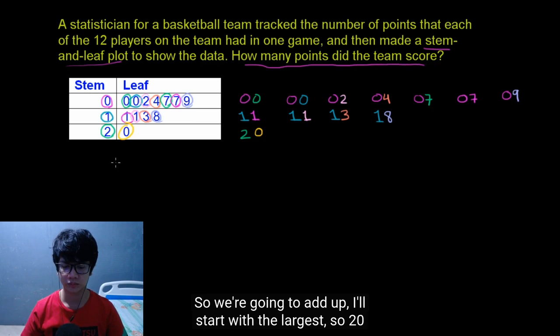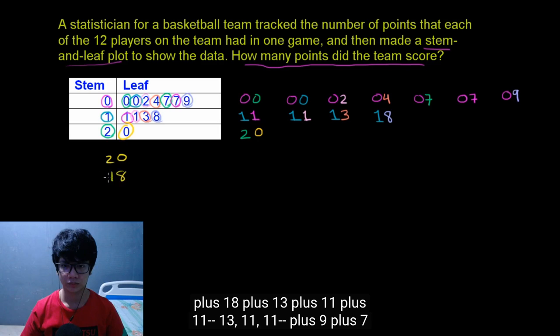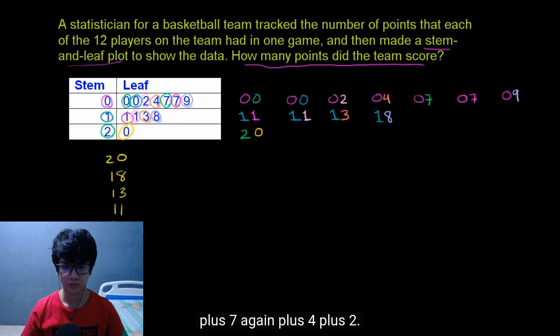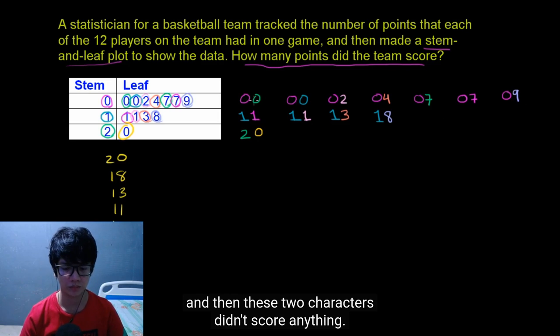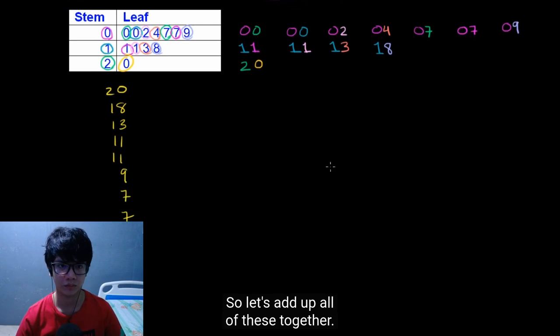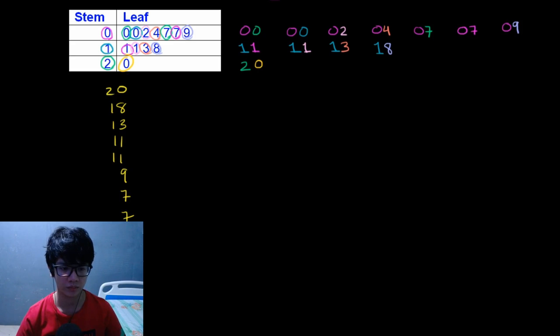So we're going to add up, I'll start with the largest. So 20 plus 18 plus 13 plus 11 plus 11, plus 9 plus 7 plus 7 plus 4 plus 2. Did I do that right? We have 2 11s, then a 9, then 2 7s, then a 4, then a 2, and then these two characters didn't score anything. So let's add all of these up.